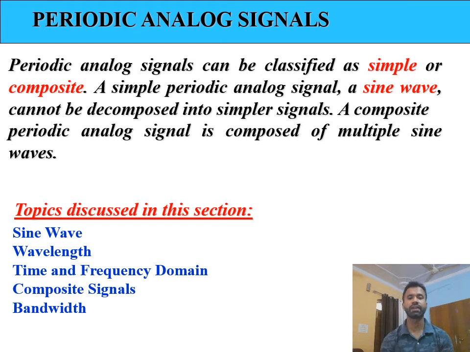Now the periodic signal can be classified as simple or composite. You have seen in the previous slide, a simple periodic analog signal is a sine wave. A composite analog signal is composed of multiple sine waves, like you can superimpose 2-3 different sine waves on a single signal.